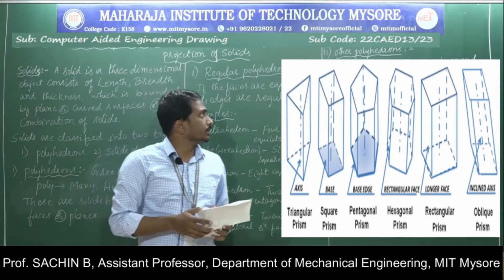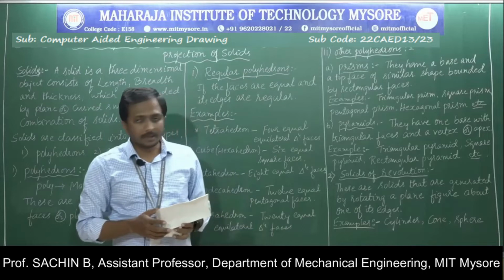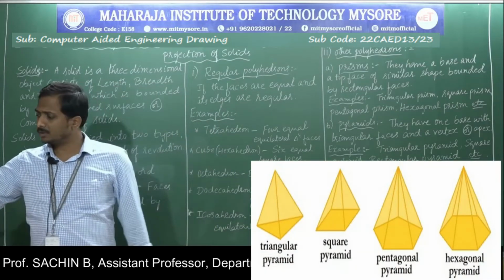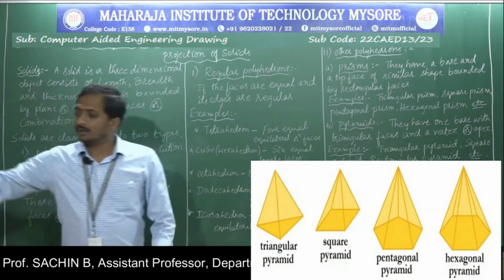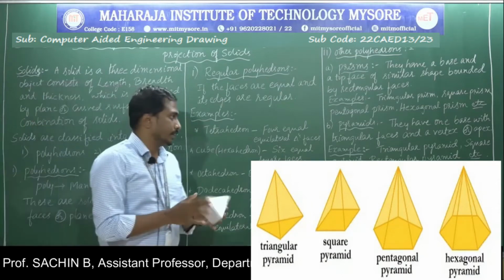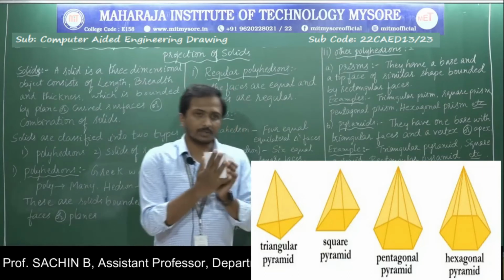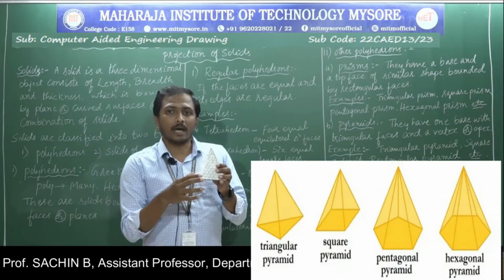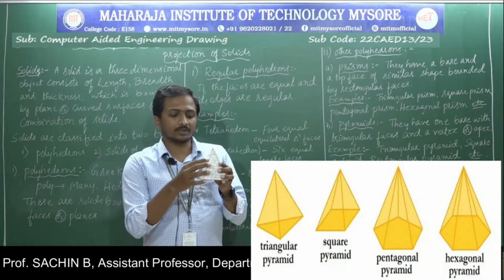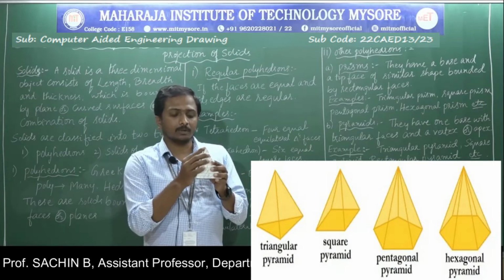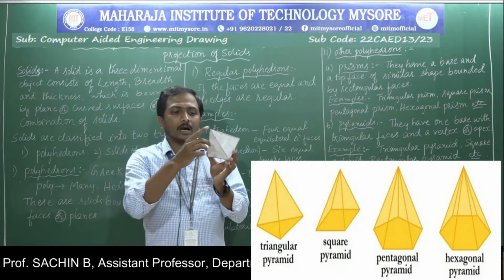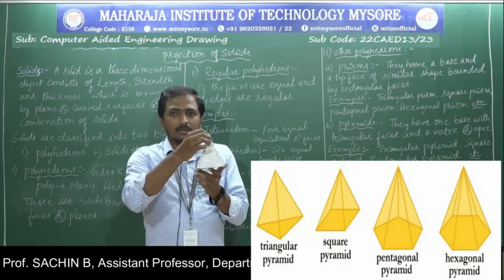And next, among the other polyhedrons, we have pyramids. When it comes to pyramids, they are solids which have a base. One base will be there. To that base, the triangular faces are bounded, and those triangular faces are connected to the apex or the vertex of the pyramid.